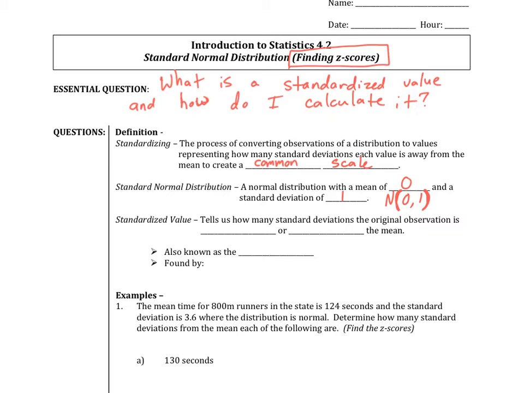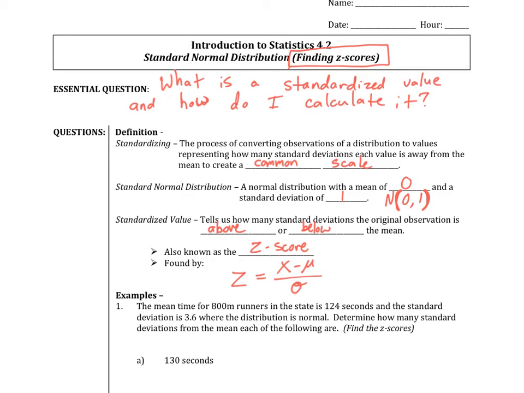A standardized value tells us how many standard deviations the original observation is above or below the mean. This is also known as the z-score. The z-score tells how many standard deviations away from the mean it is. And we find the z-score by doing z equals x minus mu, divided by sigma, the standard deviation.